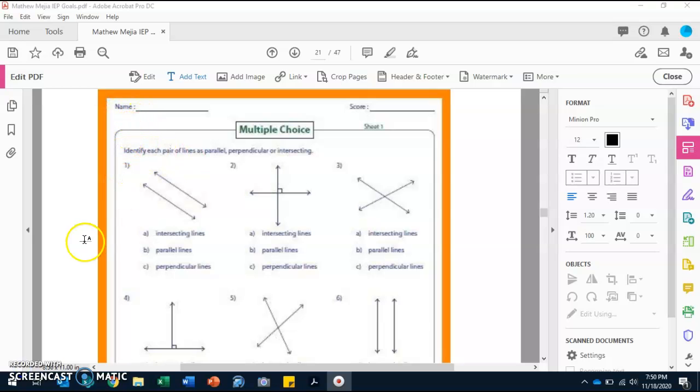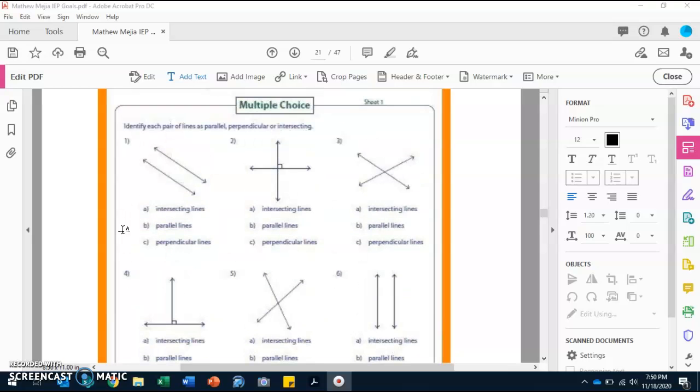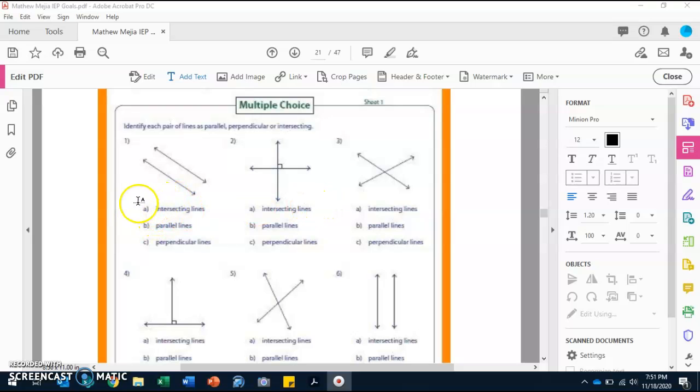Okay, so here's the worksheet, and there are 9 questions, and I will be doing 2 with you. So on the top it says, identify each pair of lines as parallel, perpendicular, or intersecting. So here you're just gonna choose which answer choice is the picture on the top. So whether it's letter A, B, or C. However, when you're writing it down on the paper, I want you to put A and the answer. So if this is A and you put intersecting lines, I want you to put A intersecting, not just letter A.